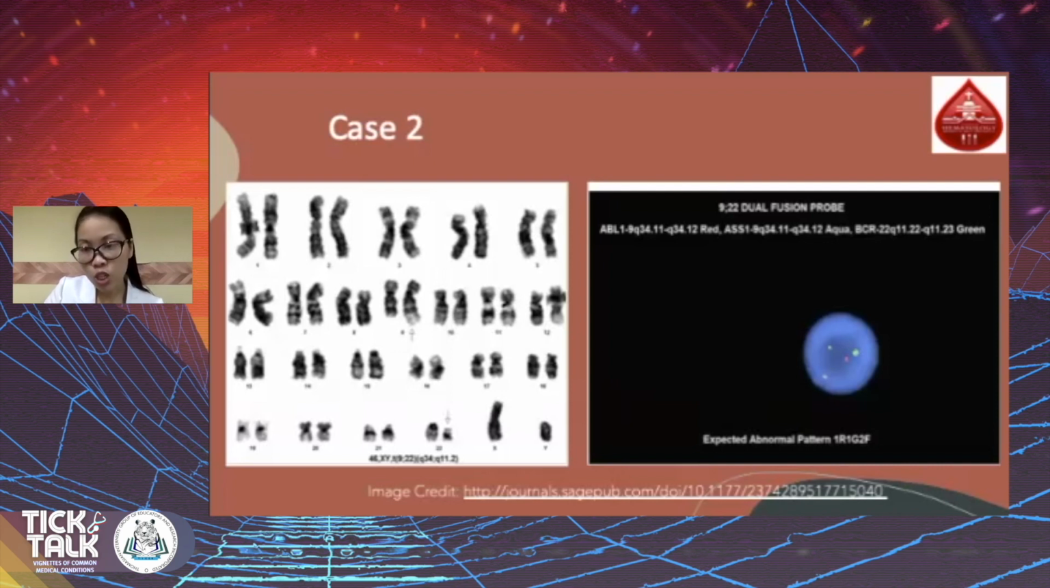The figure on the right is the dual fusion FISH, or fluorescence in situ hybridization, in CML. The ABL1 gene on chromosome 9 is marked in red, and the BCR gene on chromosome 22 is marked green. A normal diploid cell should have 2 red signals and 2 green signals, that is, 2 copies of each gene. In CML, you typically see 1 red, 1 green, and 2 yellow signals, meaning that the 2 genes are close enough such that the red and the green signals fuse into a yellow signal.